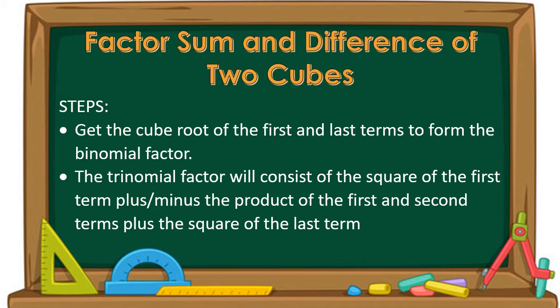First one is get the cube root of the first and last terms to form the binomial factor. So again, get the cube root of the first and last terms. Then the trinomial factor will consist of the square of the first term plus or minus the product of the first and second term plus the square of the last term. So let's elaborate this one.